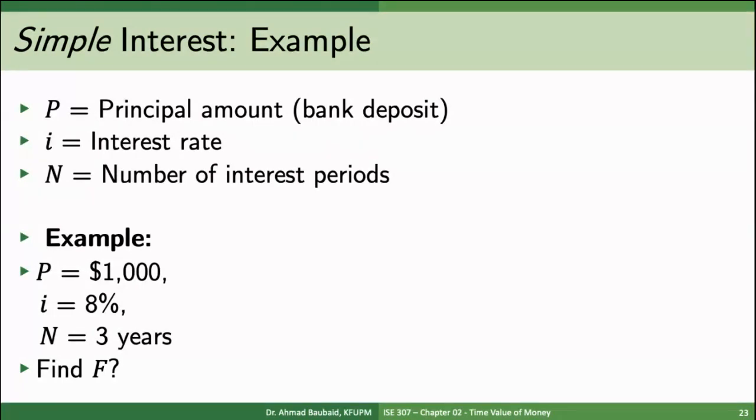And you're given also N, a number of interest periods, right? And so let's assume that you're investing $1,000. The return on the investment, or the interest rate, is 8%, and the investment is for 3 years. We want to find F. Remember what we said, F.